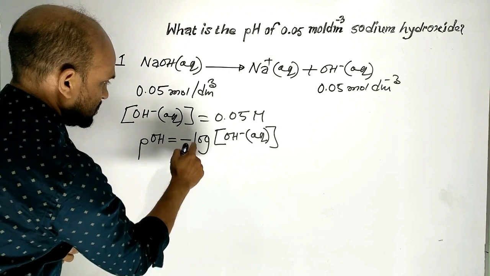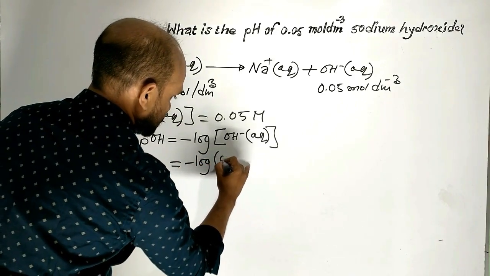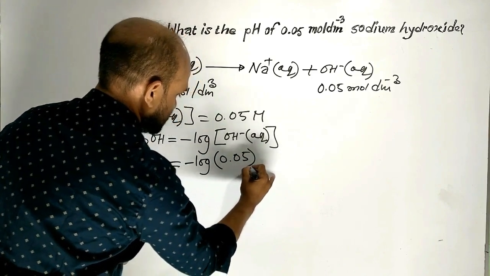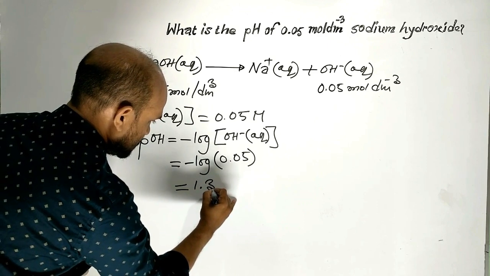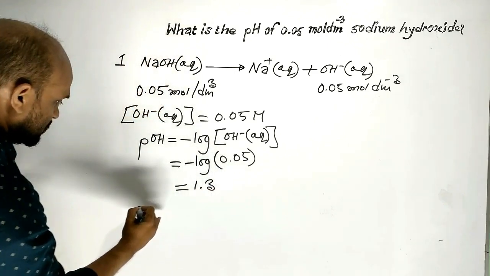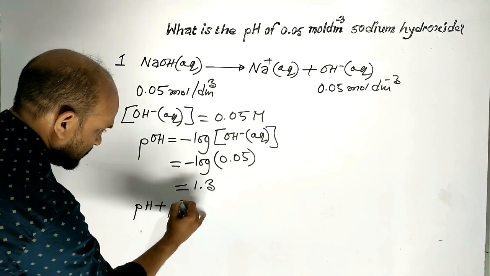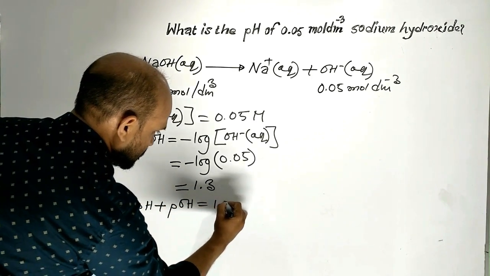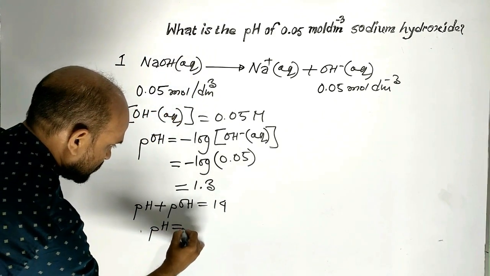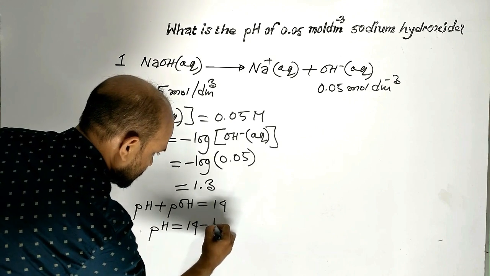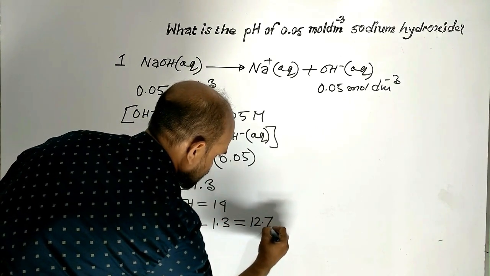Putting this value in this equation, we can write minus log of 0.05. This is equal to, we can write 1.3. Again we know pH plus pOH is equal to 14. Then pH is equal to 14 minus 1.3. This is equal to 12.7.